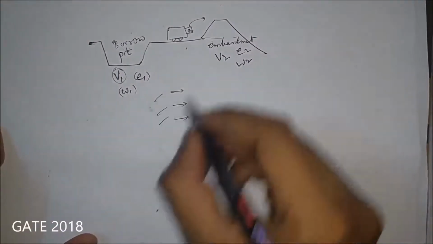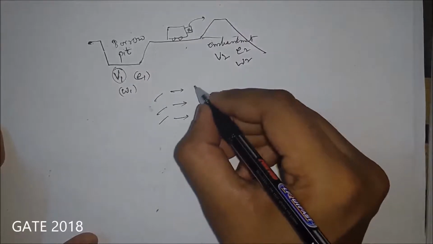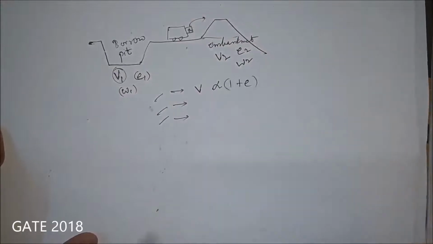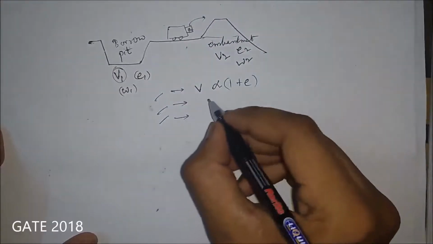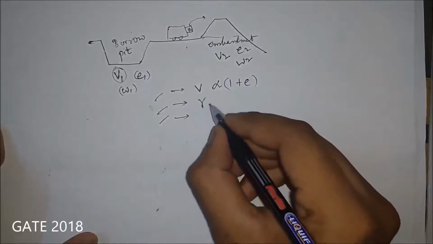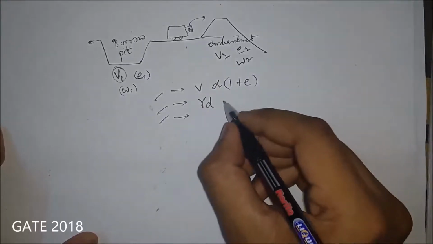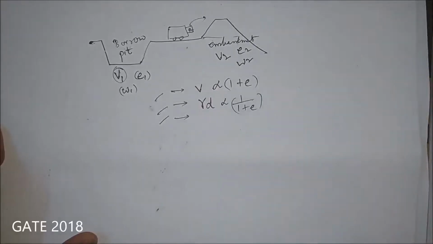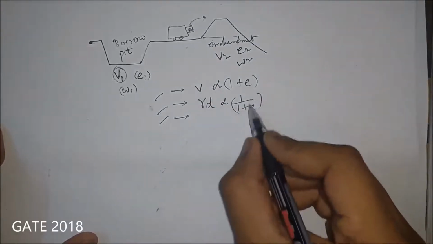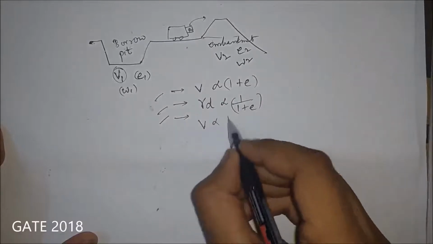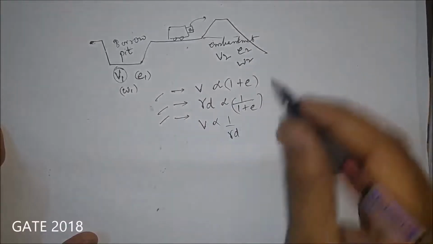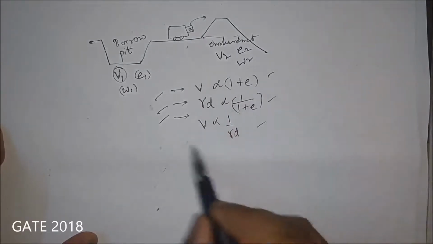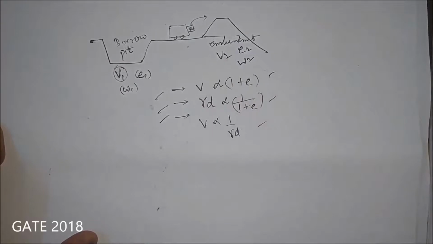Just mug up the relations. Volume is directly proportional to 1 plus void ratio. Secondly, dry density is inversely proportional to 1 plus e. So, relating these two, we can get that volume is inversely proportional to dry density. Derivations are not required, and applications of this I will be teaching when we do a problem.